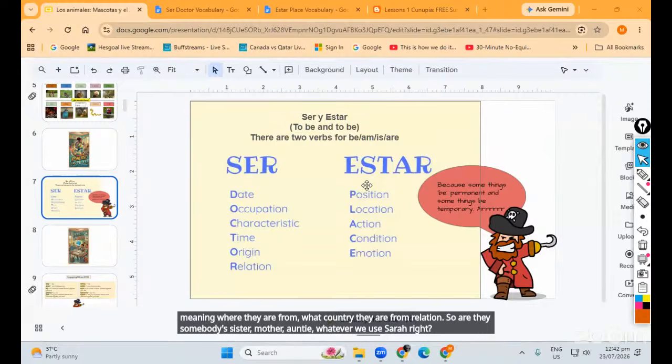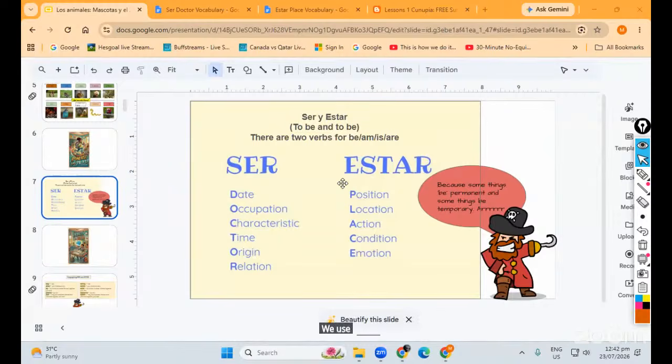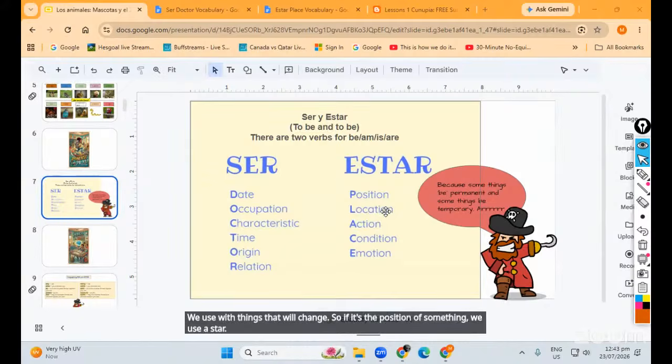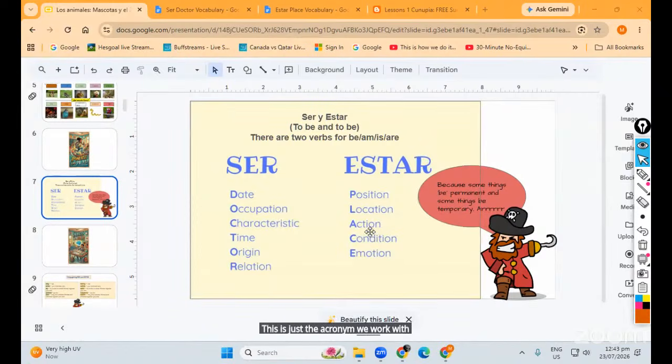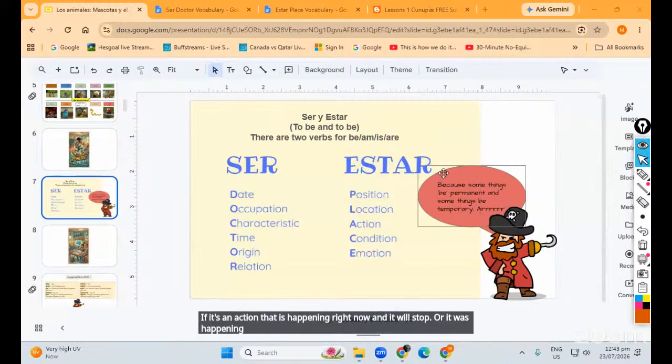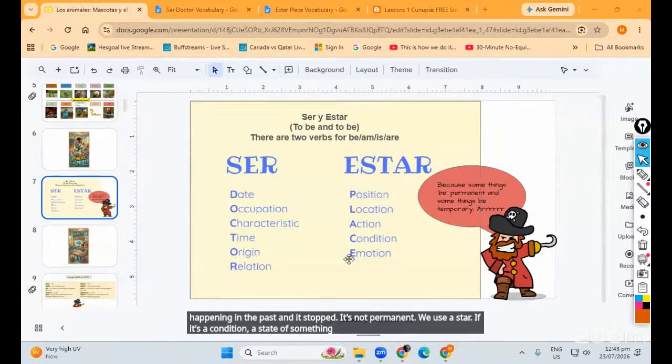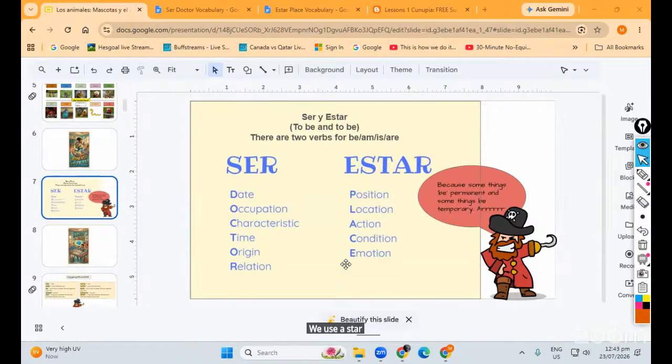Estar, we use with things that will change. So if it's the position of something, we use estar. If it's where it is located, and some of you might argue, well, Miss, position and location is the same thing. Sometimes, yes, you're all right. This is just the acronym we work with, right? There's an overlap. If it's an action that is happening right now and it will stop, or it was happening in the past and it stopped, it's not permanent, we use estar. If it's a condition, the state of something, we use estar. A feeling, an emotion that will pass, we use estar. Right? So temporary things is estar, permanent things ser.